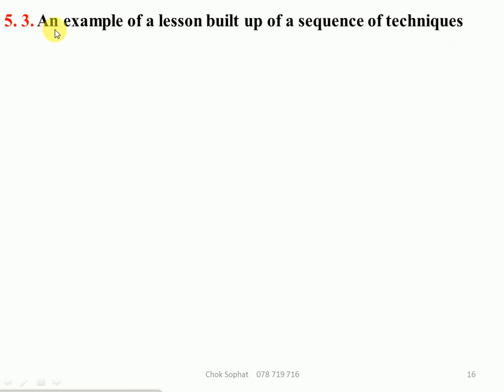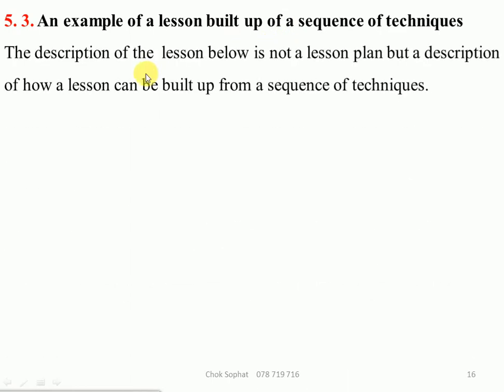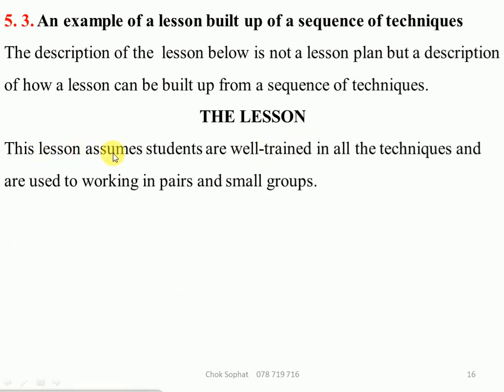Number 3. An example of a lesson built up with a sequence of techniques. The description of the lesson below is not a lesson plan, but a description of how a lesson can be built up from a sequence of techniques. This lesson assumes students are well trained in all the techniques and are used to working in pairs and small groups.